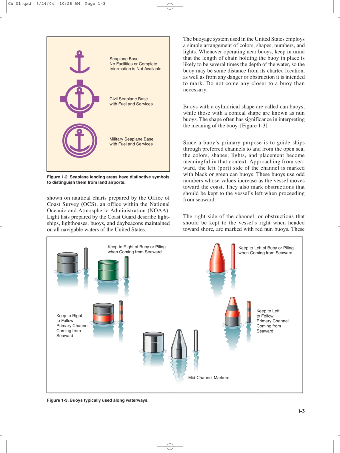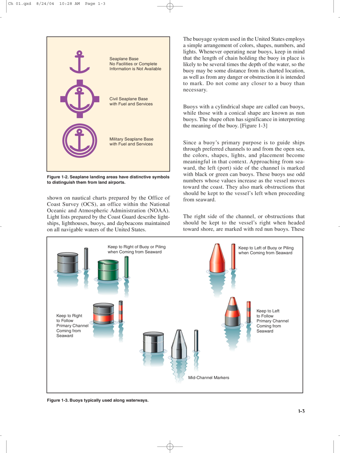Figure 1-3. Since a buoy's primary purpose is to guide ships through preferred channels to and from the open sea, the colors, shapes, lights, and placement become meaningful in that context. Approaching from seaward, the left, port, side of the channel is marked with black or green canbuoys. These buoys use odd numbers whose values increase as the vessel moves toward the coast. They also mark obstructions that should be kept to the vessel's left when proceeding from seaward.